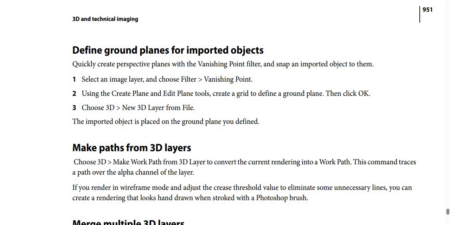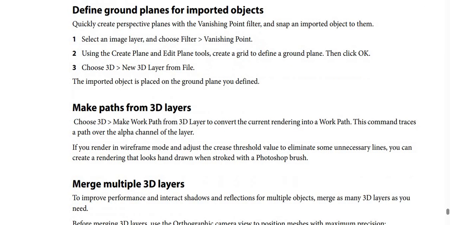We have steps. Step number 1. You should select an image layer, then choose filter, then choose vanishing point. Step number 2. Using the create plan and edit plan tools, you should create a grid to define a ground plan, then click OK. Step number 3. Choose 3D, then select a new 3D layer from file, and the imported object is placed by the way on the ground plan you defined.